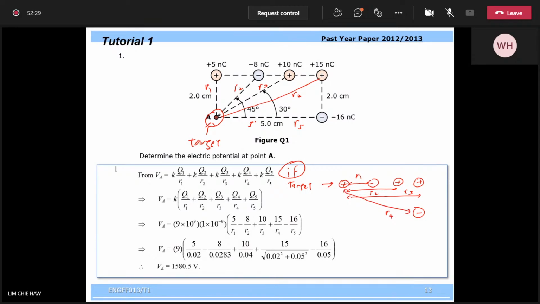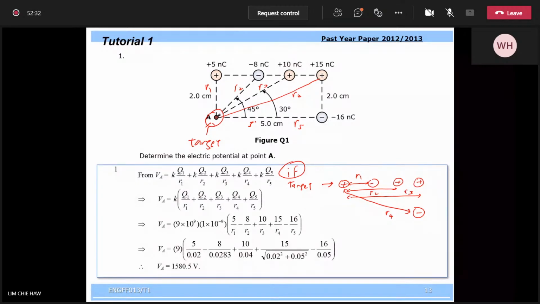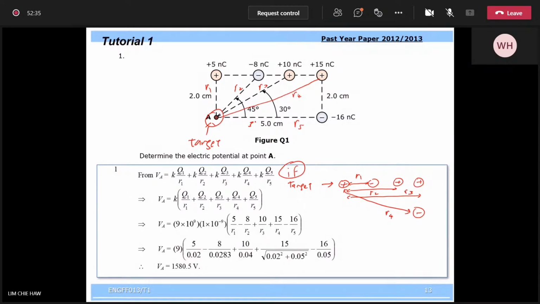So how about the 5 nanocoulomb charge itself? What is the distance from the target? Just now, who asked me this question? Why can the 5 nanocoulomb not be taken into consideration? Can you tell me what is the distance from the 5 nanocoulomb to the target? The location of the 5 nanocoulomb is the target already now. So what is the distance from the target to the 5 nanocoulomb charge? 0.